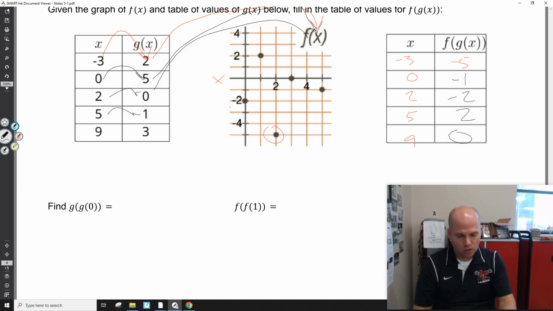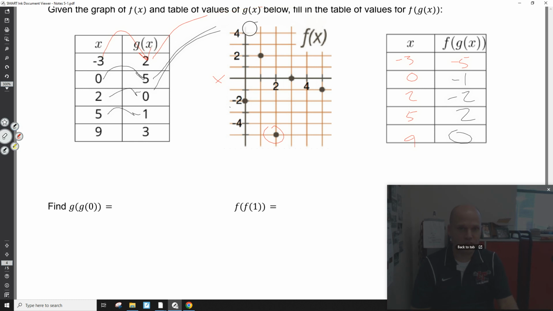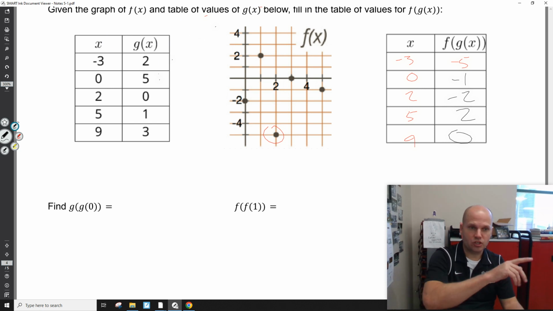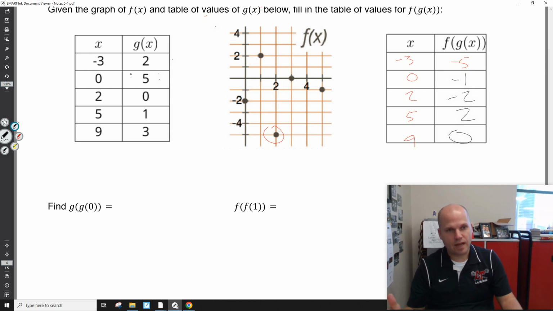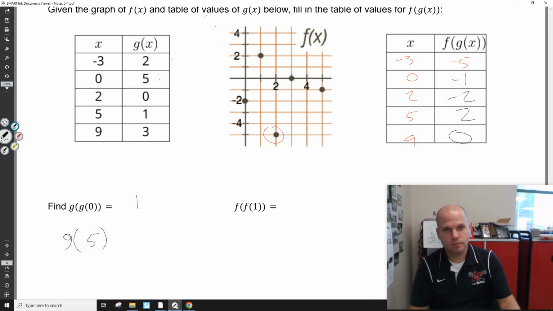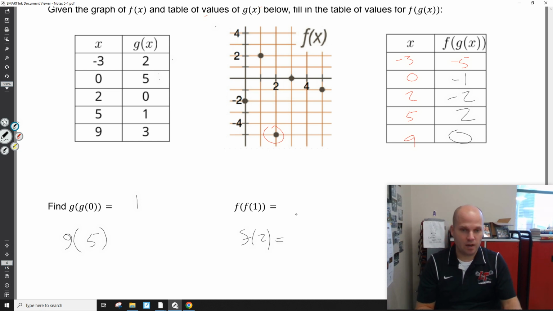Cool. Remember, we can compose functions inside themselves. What would g of 0 be? Well, if I plug in 0 into g, G of 0 is 5. Okay, cool. G of 5 is 1. G of 0, 1. F of 1. Okay, f of 1, if I plug in 1 in for x, my output's 2. F of 2, if I have an input of 2, my output's -5.